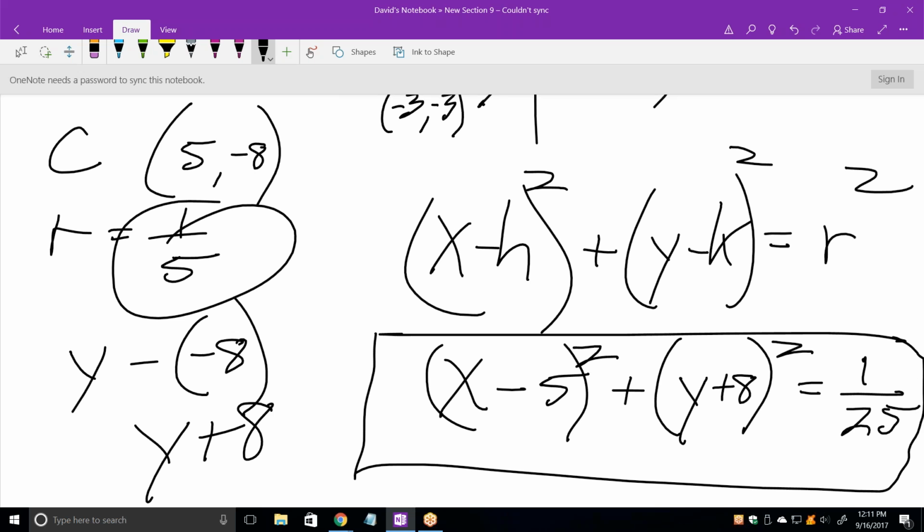Are we going to have to do FOIL for some of these? No, you don't have to multiply that out. In other words, what they're asking for is the equation of a circle. That's the general format for the equation of a circle. This is the equation with all the variables that's for any circle, no matter where its center is, no matter what its radius is. And this is the equation of that specific circle that they gave you.